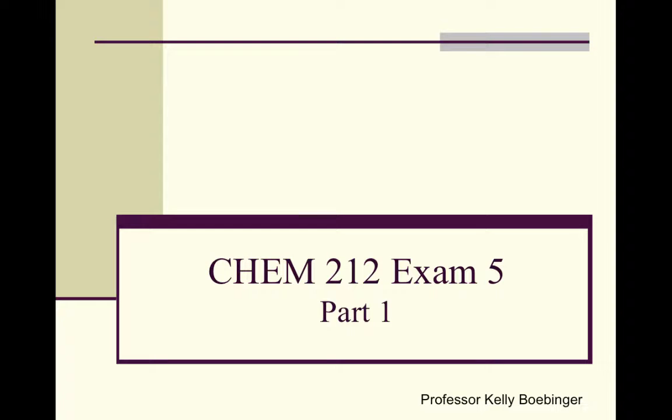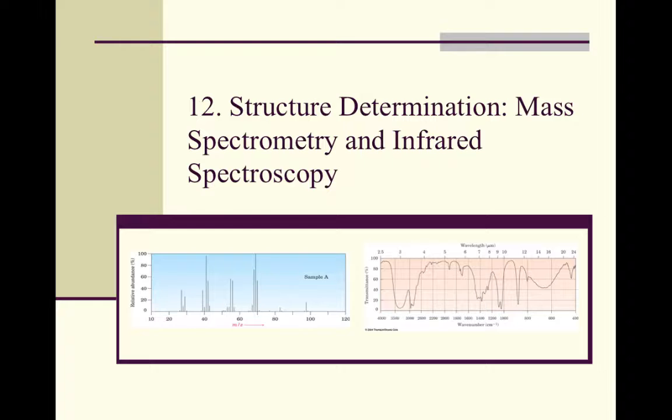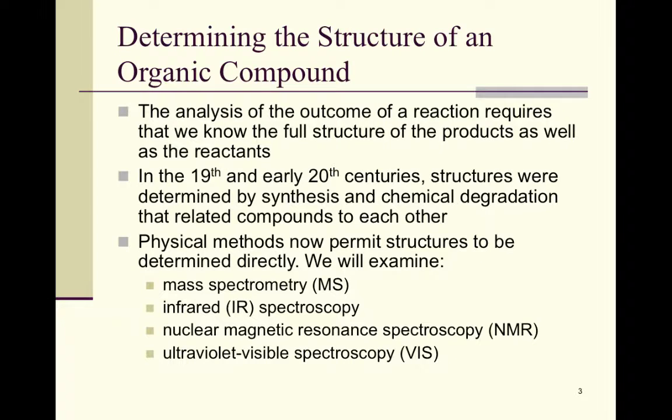Organic Chemistry, Chem 212, Exam 5 Material, Part 1. Structure determination using mass spec and infrared spectroscopy. Determining the structure of an organic compound.